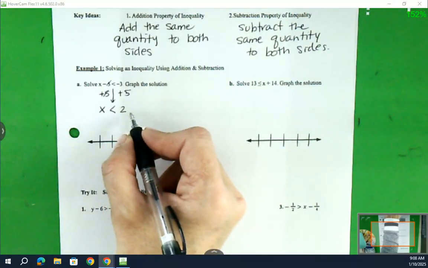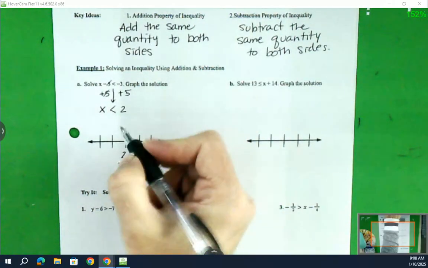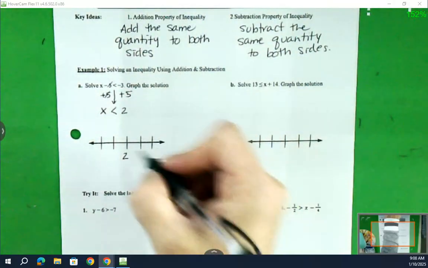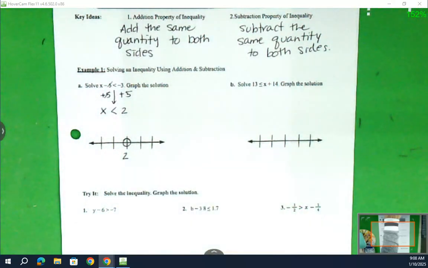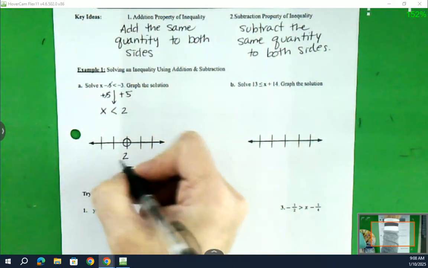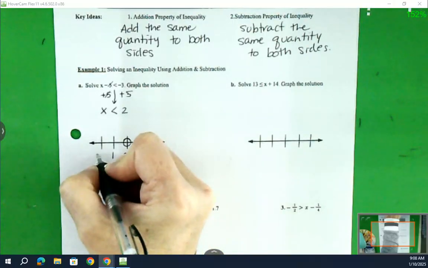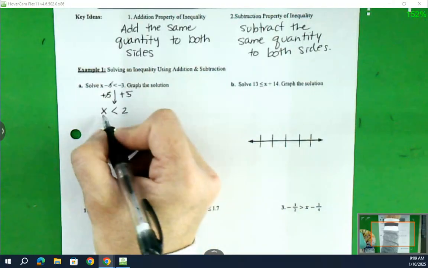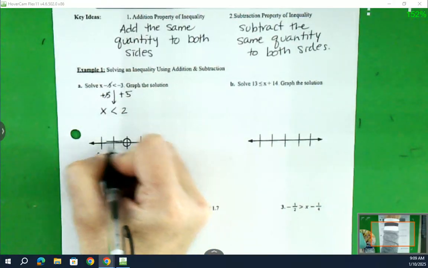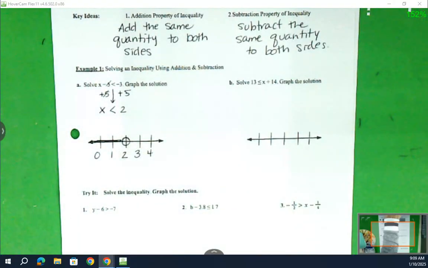So then we have our number line to graph because now our answer is a series of numbers. It's not just equal to 2, it's any number less than 2, not including the 2. So because there's no equal sign, we're going to have an open circle at the 2. And then finishing up our number line here, we'd have 3, 4, 1, 0. If you have a whole number, just go by ones here. And x is less than 2. So then we shade to this side, to the less than.